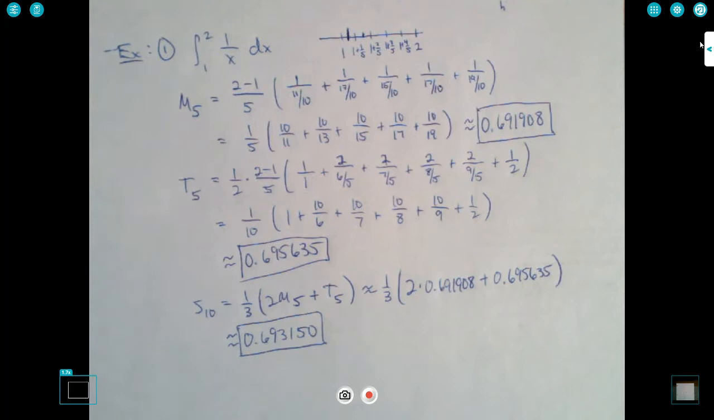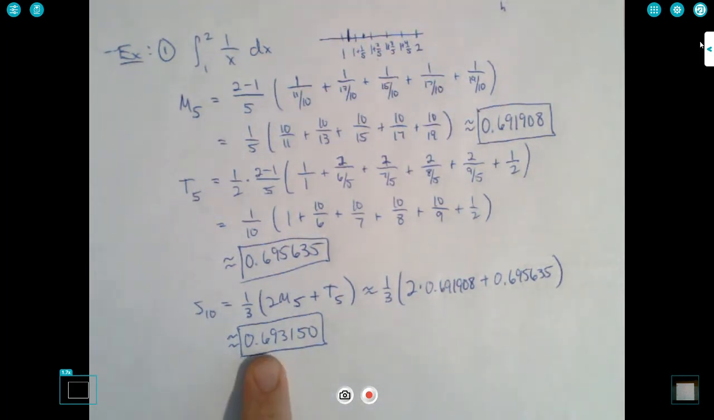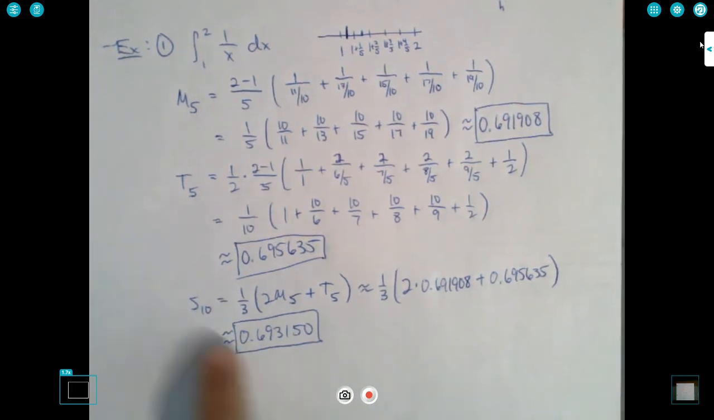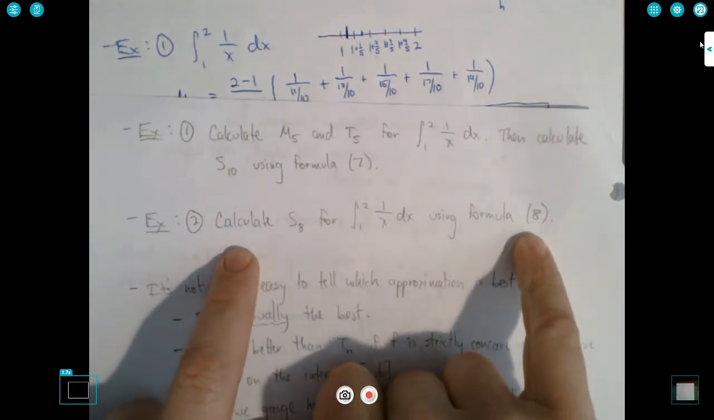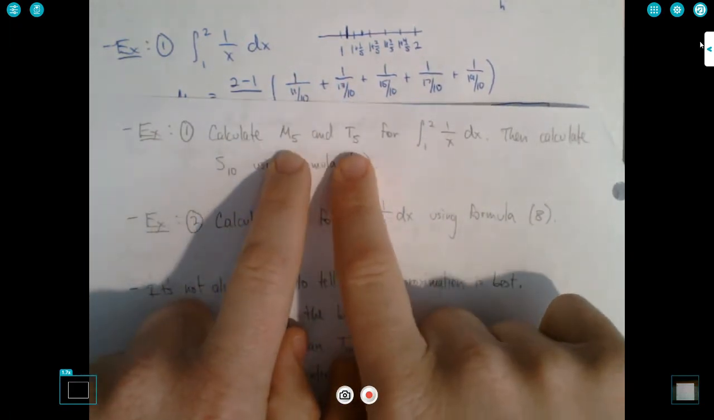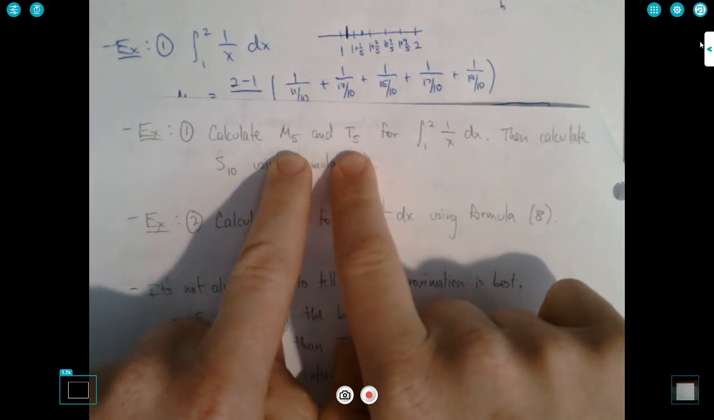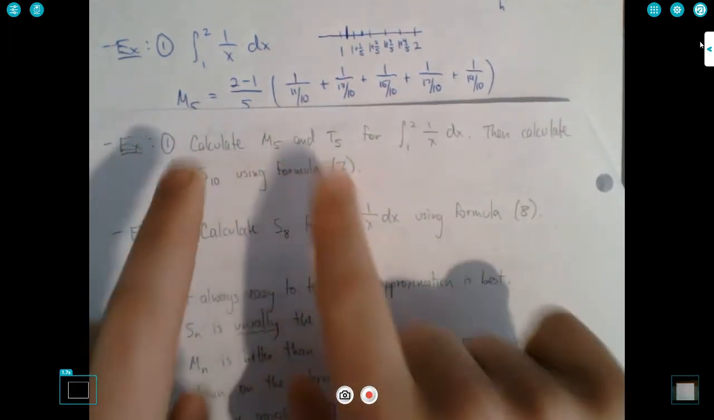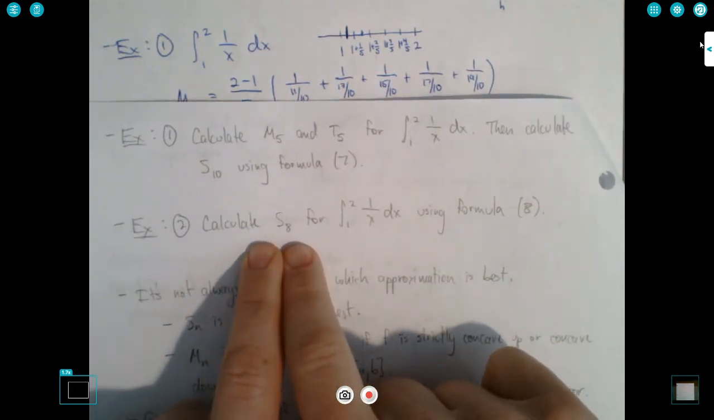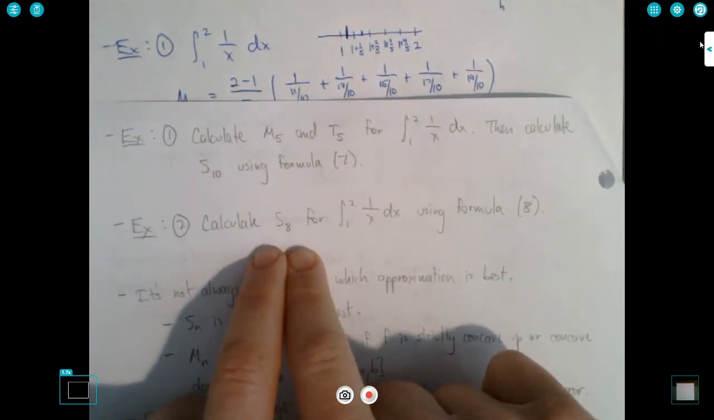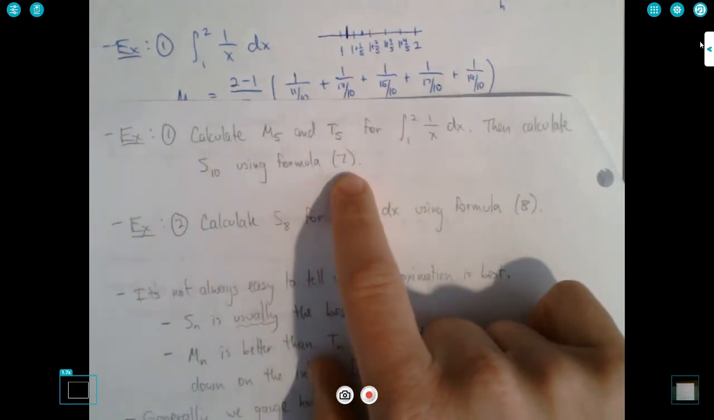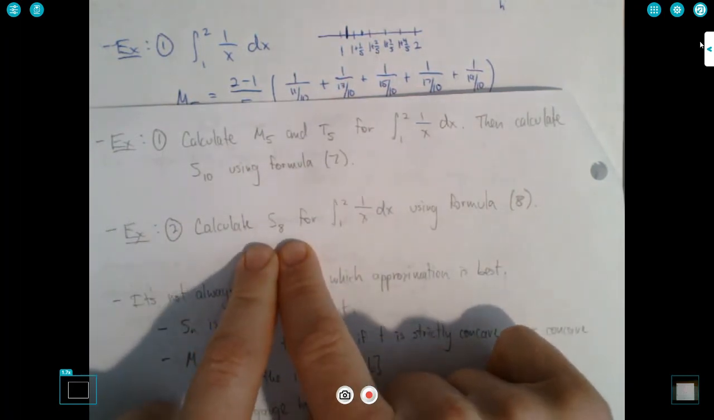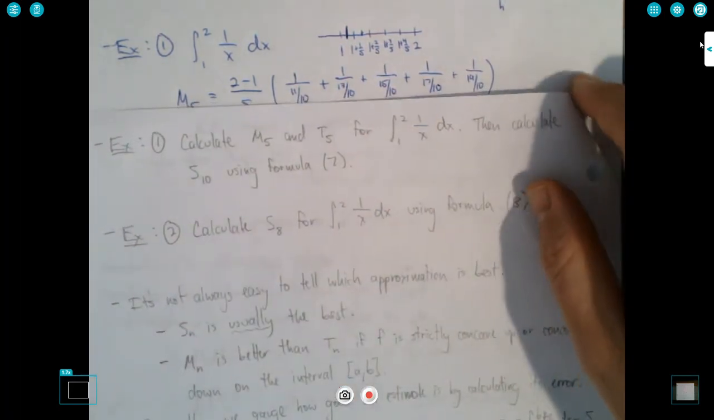Okay. So let me give you another example. So this was using Formula 7 to calculate Simpson's rule. Let's calculate it using Formula 8, right? So let's say that instead of asking you to calculate the midpoint and trapezoidal approximations first and then asking you to use Simpson's rule, let's say that you were just asked to find Simpson's rule. Okay, in that case, it would be a lot less work to just use Formula 8 than it would be to find these two and then use Formula 7, right? It's going to be a lot less work to just calculate S8 directly. So let's do it.